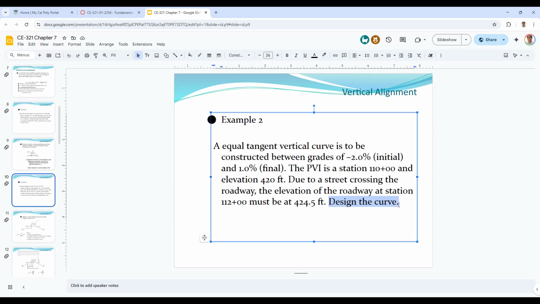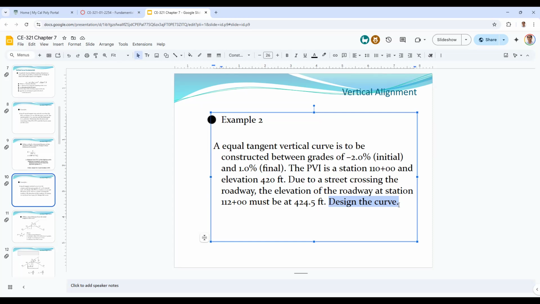Does that make sense? What we did here, remember the negative and positive signs? To get the elevation of PVC, you subtract from the elevation of PVI the L over 2 times G1. But because G1 is negative, PVC is going to be a higher elevation point, as it should be according to the sag vertical curve that I just showed you. So this is good now because I can write this equation in terms of y and L now.